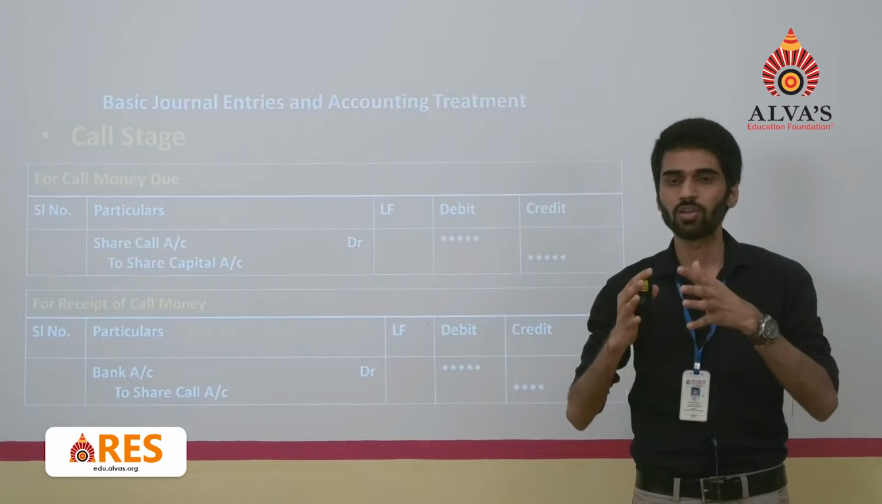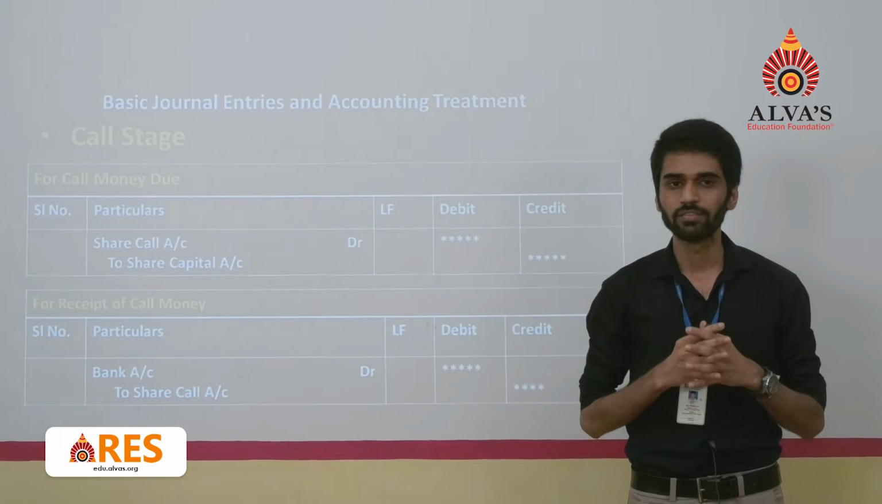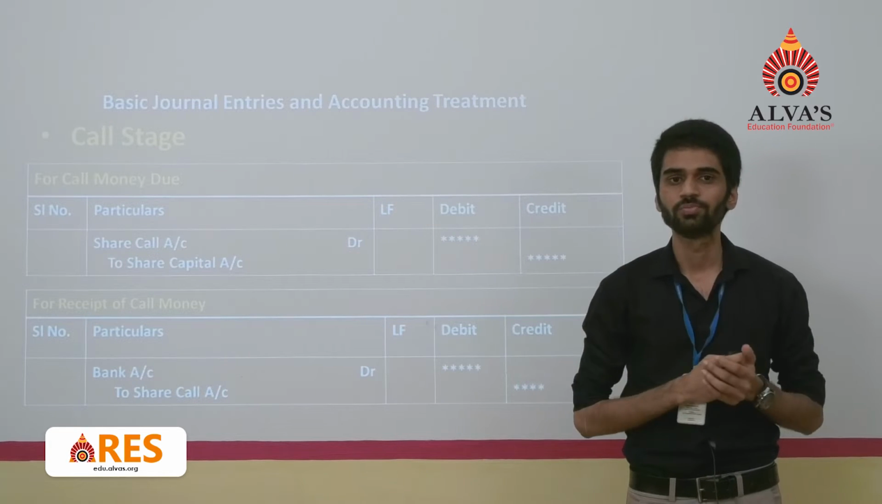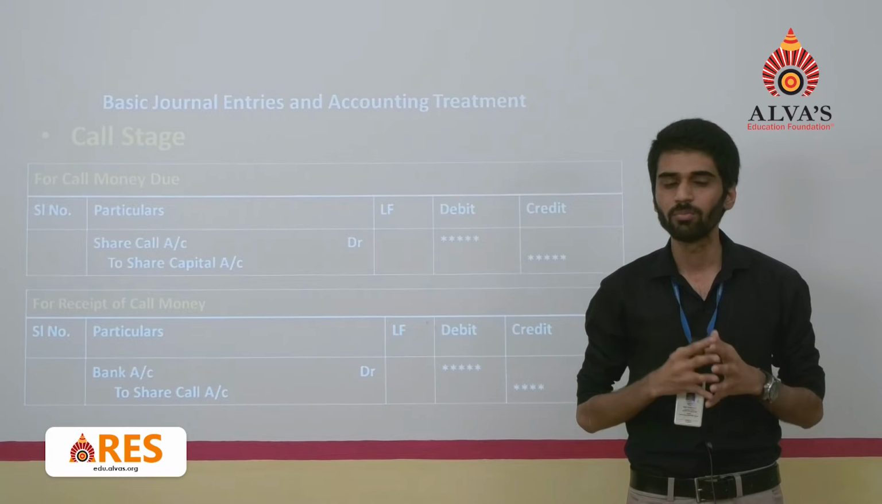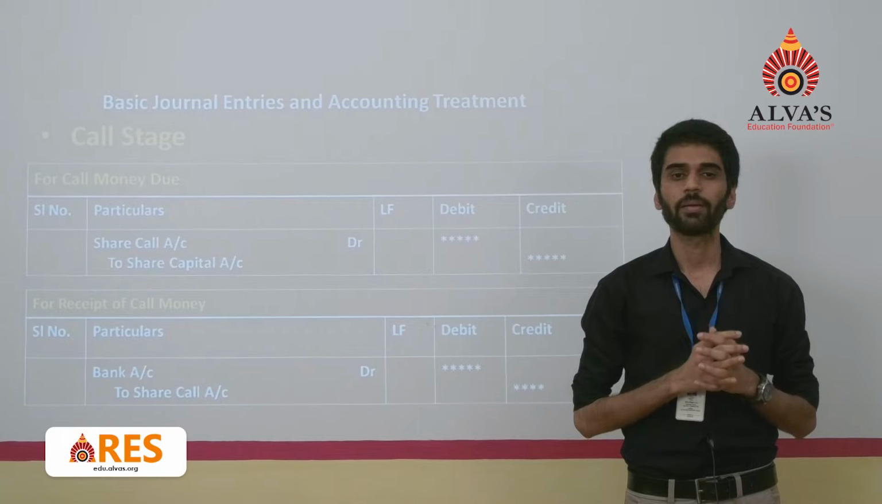Last stage, that is the call stage. In the call stage also we are going to have two entries, for making a call money due and for collecting the call money. The first entry will be for making a call money due. So, what is the entry we are going to pass? Share call account debtor to share capital account.